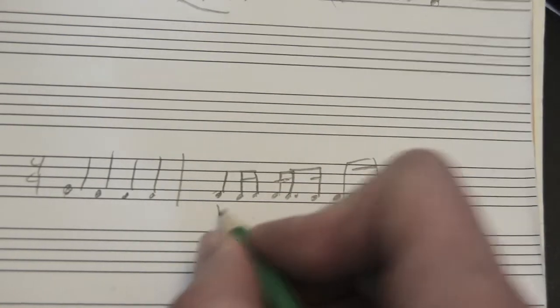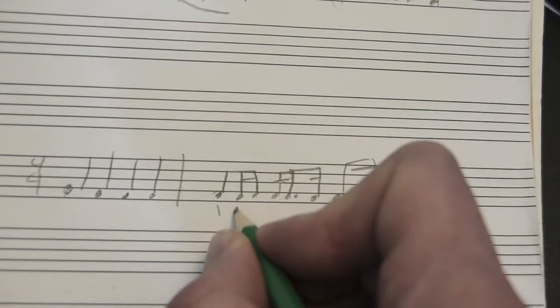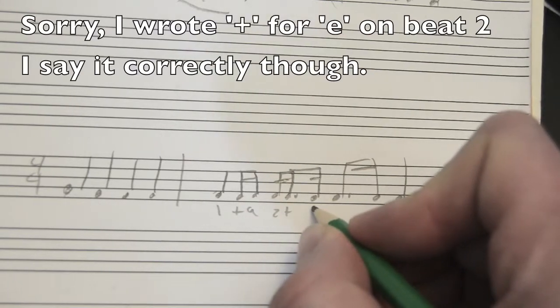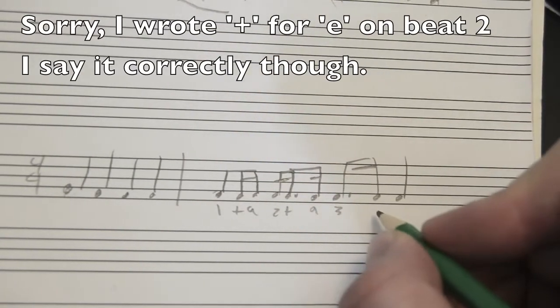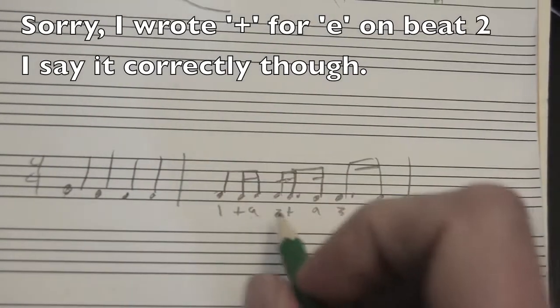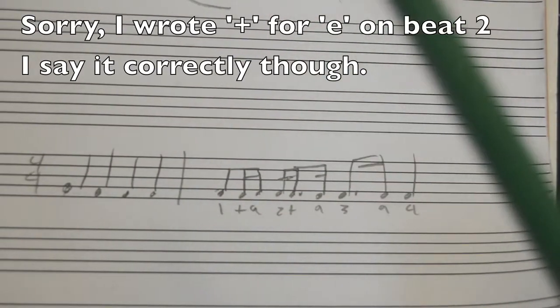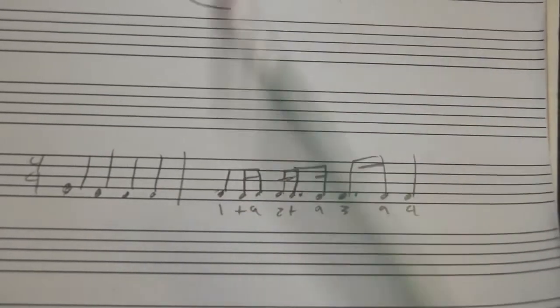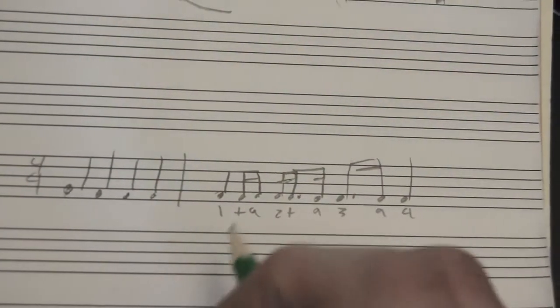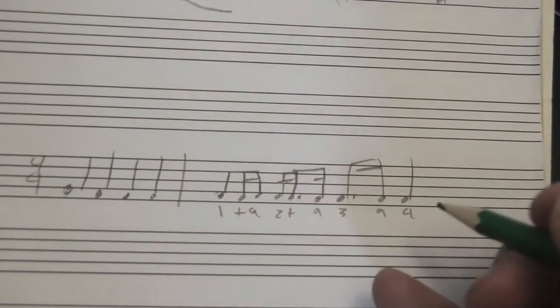Right, we could say 1 E and 2 E and 3 E and 4, right? And that would be like sounding it out. 1 and 2 E, 3, 4, right? But that wasn't sight reading, that was counting it out.